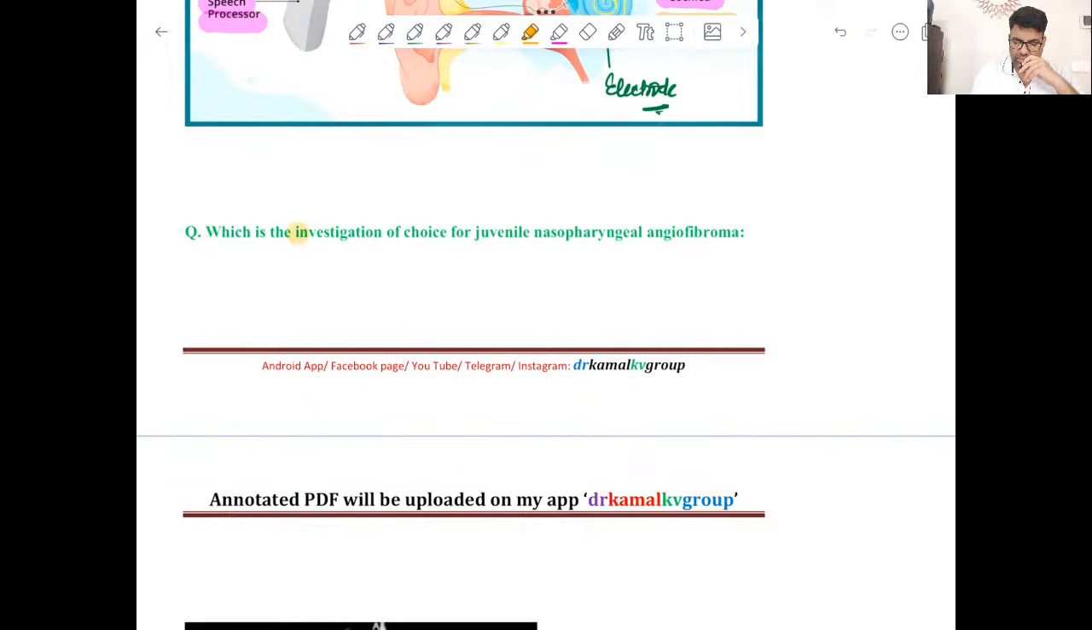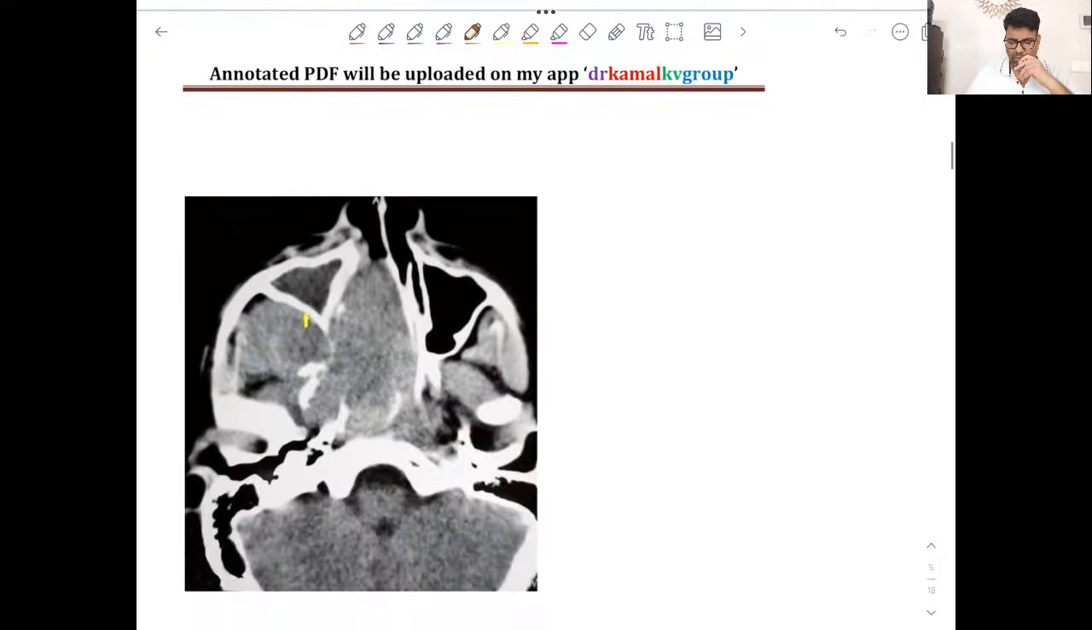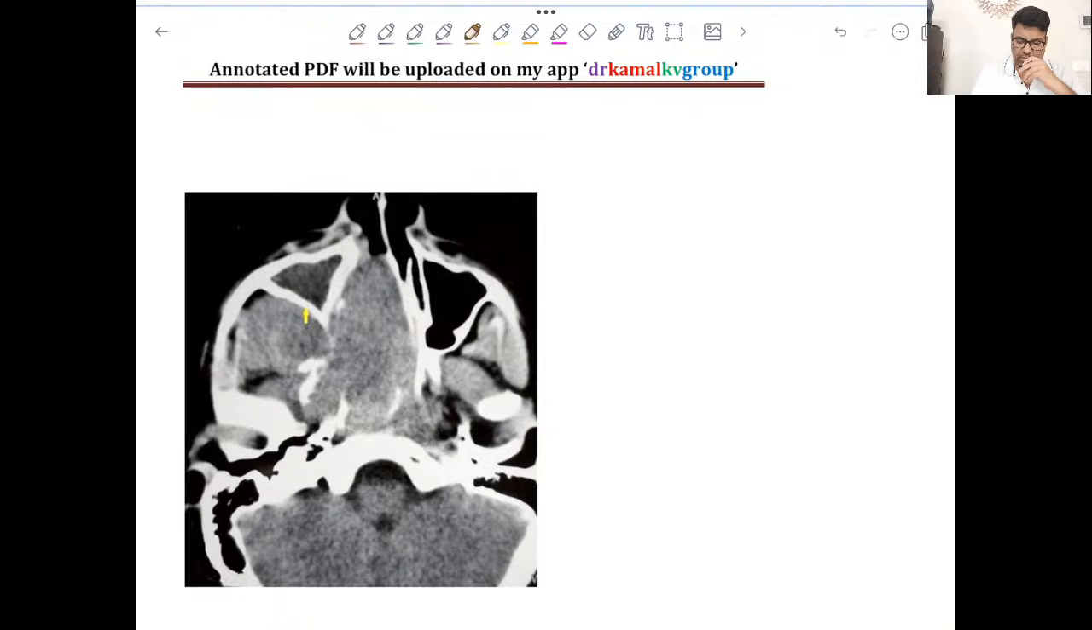Now the investigation of choice for juvenile nasopharyngeal angiofibroma, and I think this is such an important topic. In every exam we have a question from this topic: juvenile nasopharyngeal angiofibroma, investigation of choice. If you see, this is a contrast enhanced CT scan. Clear? So this is the investigation of choice for juvenile nasopharyngeal angiofibroma.